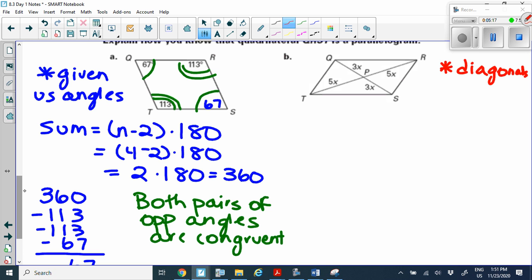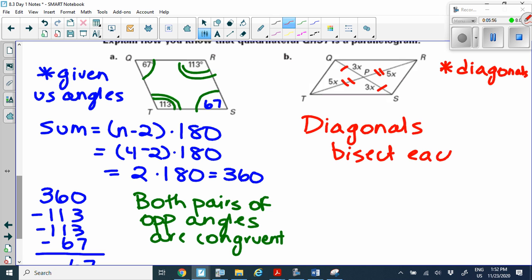Now notice, if we look at QP, that's 3x, and PS is also 3x. They have the same measurement, and so whenever something has the same measurement, we can say they are congruent. They are exactly the same. If we look at TP, which is 5x, that is also the same as PR, which is 5x. So notice that the diagonals are congruent and they're bisected. So what we can use here to show that this is a parallelogram is that diagonals bisect each other. That means that they cut each other into 2 equal parts.